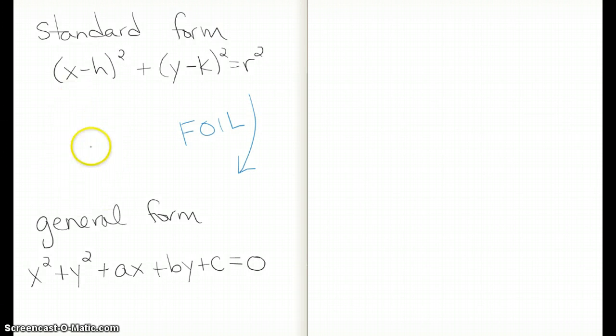To go backwards, from the general form to the standard form, what we have to do is try to get the parentheses back. Remember that from powers like this, to go back to parentheses, we can complete the square. And we'll talk about that in another video.